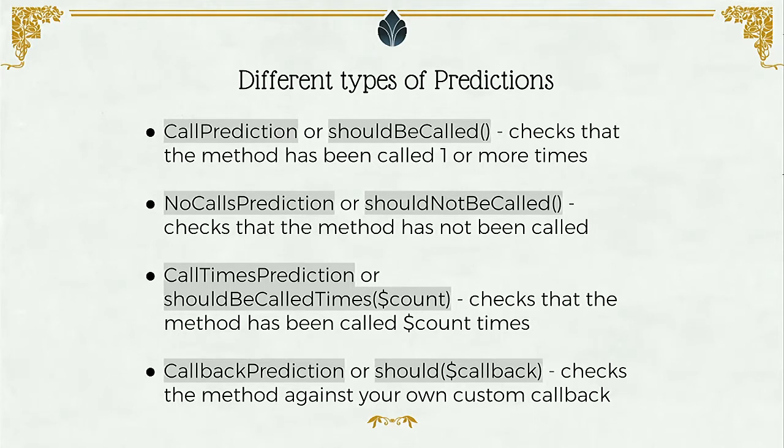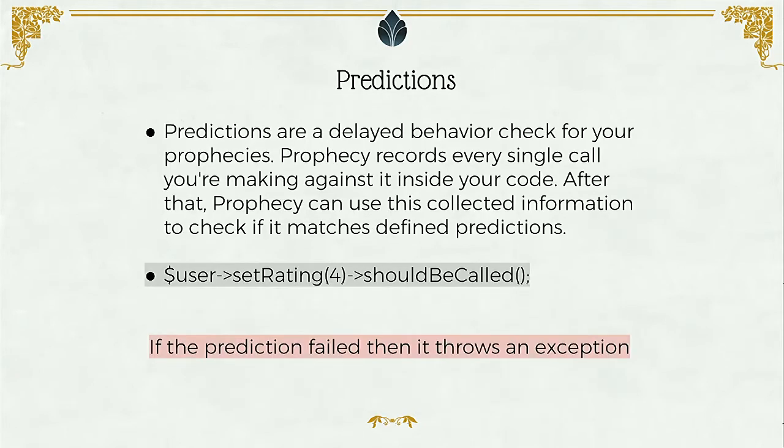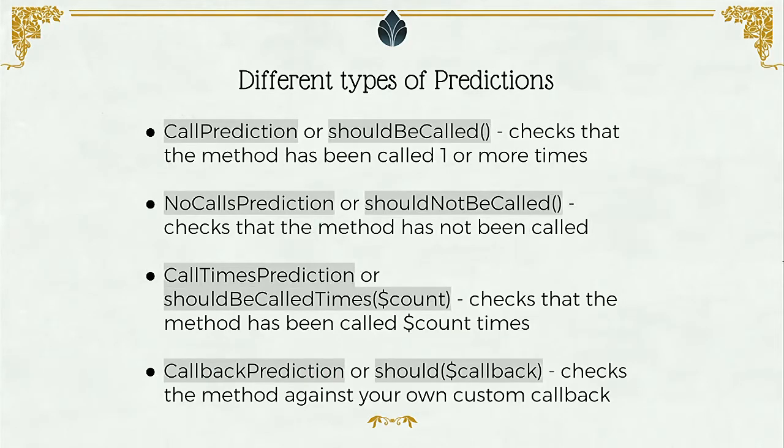So there are 4 types of predictions. Should be called, should not be called, should be called times when it has to be called, then should return a callback. So if it is coming 4, you can put a should call back as a separate functionality. Then you can actually override that particular method or functionality. So it gives you a lot of leverage and a lot of freedom to write your own test according to the requirement.